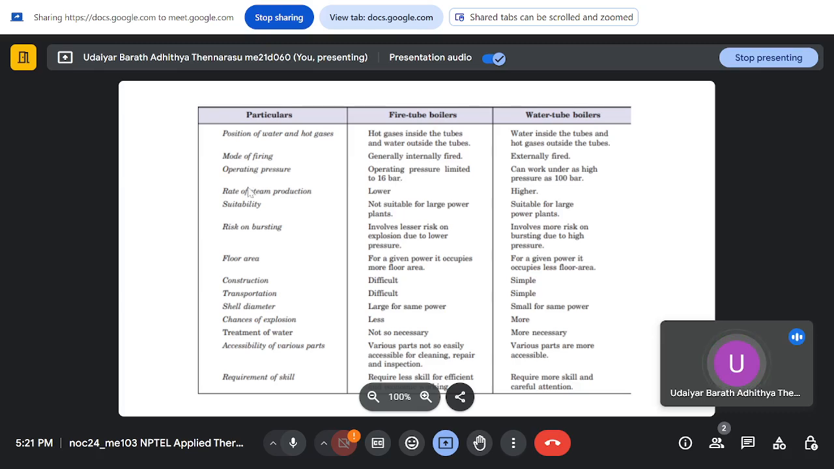So this is what you can see. In fire tube boilers, your operating pressure is low, limited to 16 bar, and here it's close to 100 bar. And the risk of bursting is lower in case of fire tube boilers, but the risk is more in a water tube boiler. And fire tube boilers require bigger sizes compared to a water tube boiler. The construction is also difficult in case of a fire tube boiler, but it's easier in case of a water tube boiler.